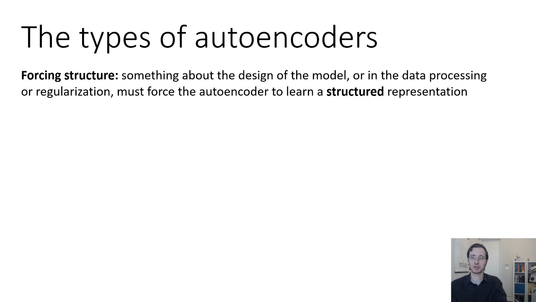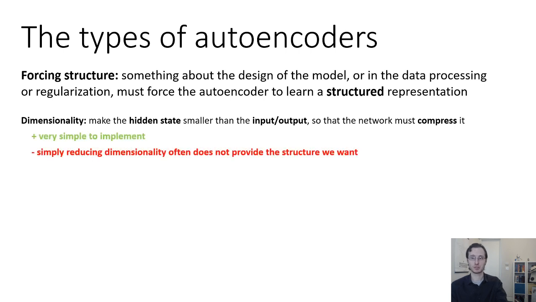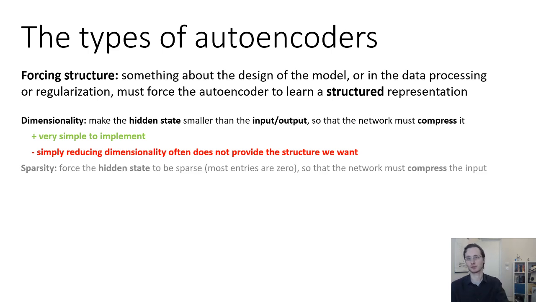Okay, so just to summarize, the types of autoencoders. They all have some mechanism of forcing structure. Something about the design of the model or in the data processing or regularization has to force the autoencoder to learn a structured representation. This could be dimensionality: make the dimensionality of the hidden state small so that it does dimensionality reduction. This is very simple to implement, but simply reducing dimensionality often does not provide quite the structure we want. So if what you want is dimensionality reduction, it's great. If what you want is some sort of disentanglement that makes it easier to do, let's say, downstream classification, it may not give you the structure you want. It may actually lump together dissimilar things.